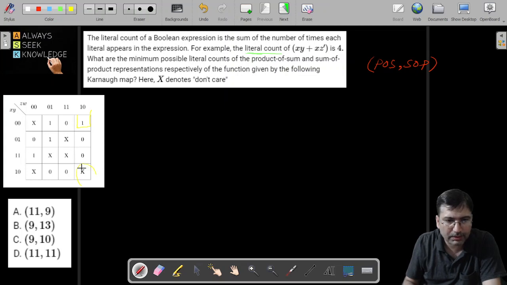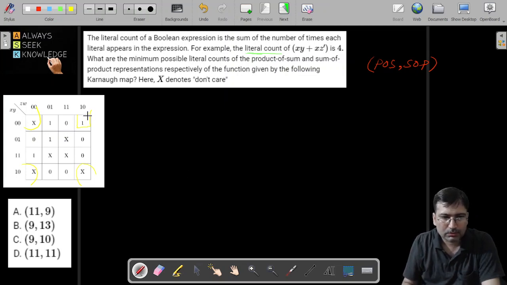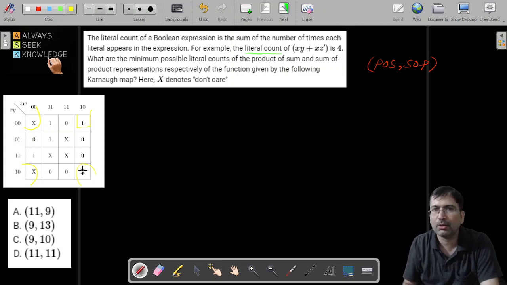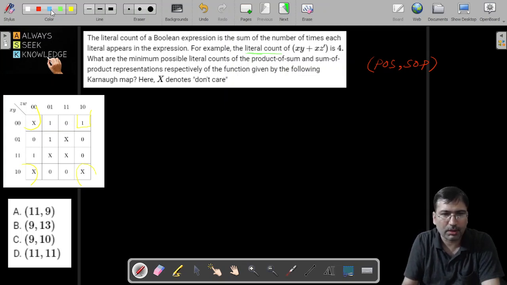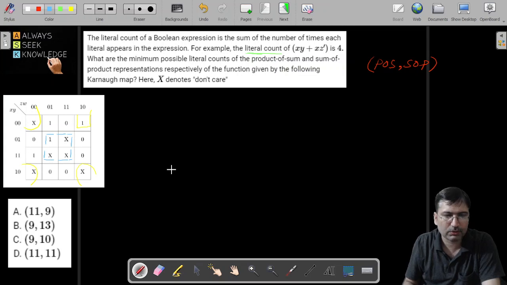So this don't care, we can form the group like this. So we can form the group of these four positions, right? These are don't care, so don't care we can treat as 1 or 0 as per the requirement. Now we can also form the second group I'm forming here. So we can form this group like this. These don't cares we can treat as 1, and this group can be formed of these four places or cells.